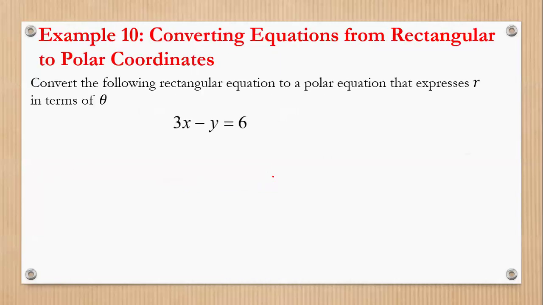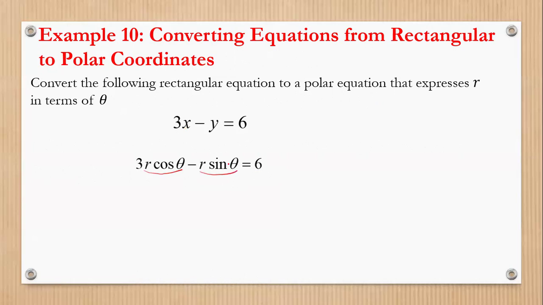For example, I have a rectangular equation here, which is 3x minus y is equal to 6. This is a rectangular equation because it's in terms of x and y. And I want to convert this to the polar equation. I want to change everything in this equation in terms of r and theta. I know that I can replace x by r cosine theta and y by r sine theta. So let's do that. 3x means 3r cosine theta, minus y means minus r sine theta, which must be equal to 6.